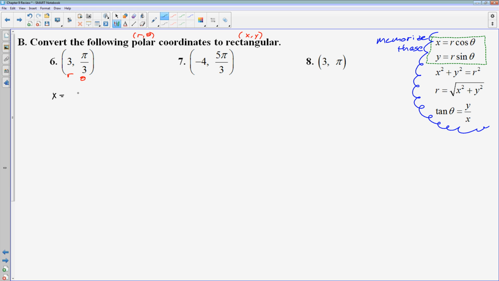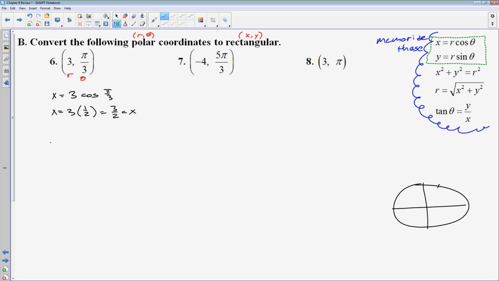So x is going to equal r cosine theta, which will be 3 cosine pi over 3. And on the unit circle, cosine of pi over 3 is 1/2. So x is going to equal 3 times 1/2, which is 3/2. So there's my x coordinate.